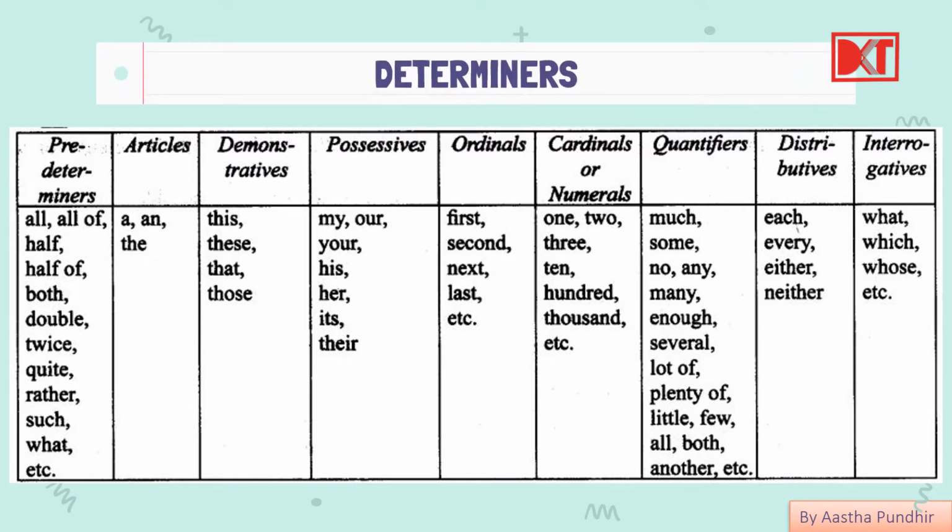Okay, so determiners, as I said, is like a tree. And this tree has so many branches, like we have predeterminers, we have articles, we have demonstratives, we have possessives, we have ordinals, we have cardinals and numerals, we have quantifiers, we have distributives, and we have interrogatives. So determiners is this tree which has so many branches, and all of them we'll be understanding one by one.